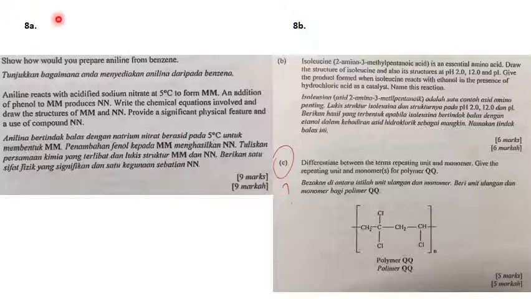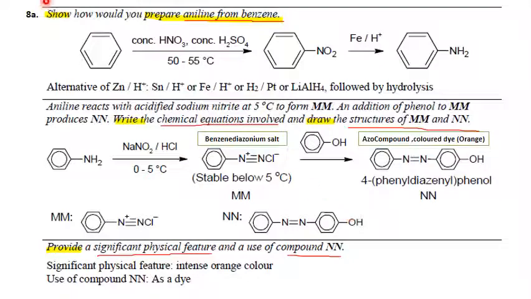Okay, next, question number 8. Question number 8 has 3 parts. The first is about amine, the second part is about amino acid, and the third part is about polymer. Let's check one by one. So for 8A, show how you would prepare aniline from benzene.